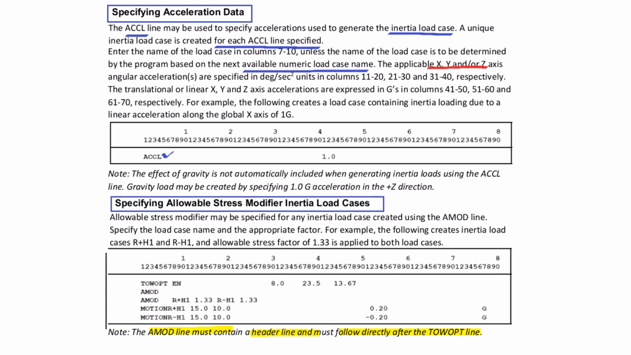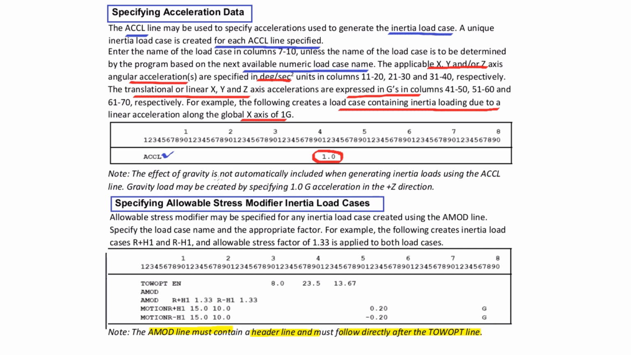Applicable XYZ axis angular accelerations are specified in degrees per second squared, and translational or linear accelerations are expressed in g's in the respective columns. For example, the following creates a load case containing inertia load due to a linear acceleration along the global x-axis of 1g. So linear accelerations are expressed in terms of g's, and angular accelerations are specified in degrees per second squared.